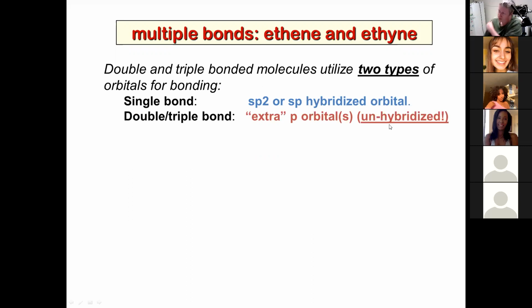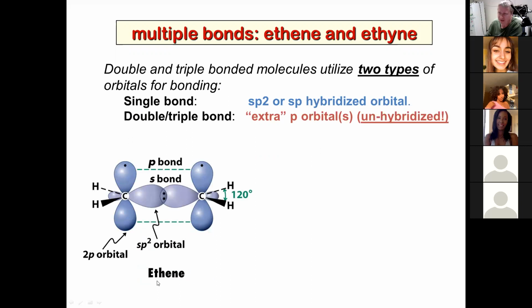Okay. Example. This is ethene. Ethene is a C double bond C. So this is a doubly bonded molecule, right? And these doubly bonded molecules are sp2 hybridized on carbon. So the carbon is sp2 hybridized. Just looking at the left carbon, we have three single bonds, right? You have a carbon to the H, carbon to the other H, carbon to the carbon. Those are all in the sp2 hybridized orbitals, okay?